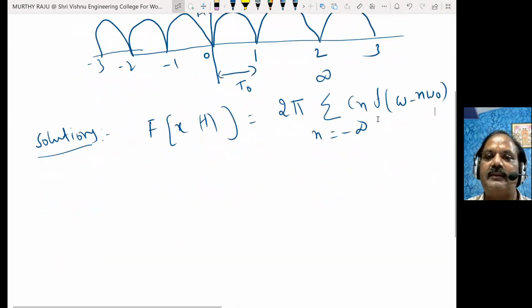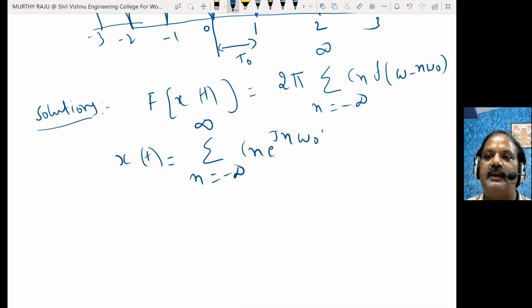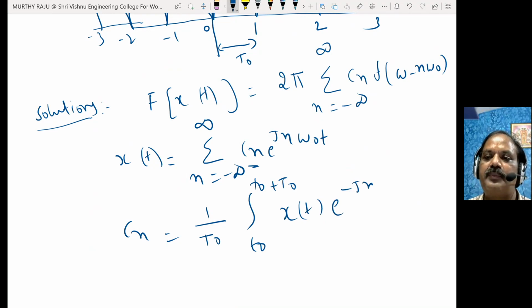For periodic signals, the complex exponential Fourier series is used to represent the periodic signals. x of t is the sum from n equal to minus infinity to plus infinity of Cn e power j n omega naught t. Find out Cn, then substitute Cn in the above expression. Cn is equal to 1 by T naught integral from small t naught to small t naught plus capital T naught of x of t e power minus j n omega naught t dt.